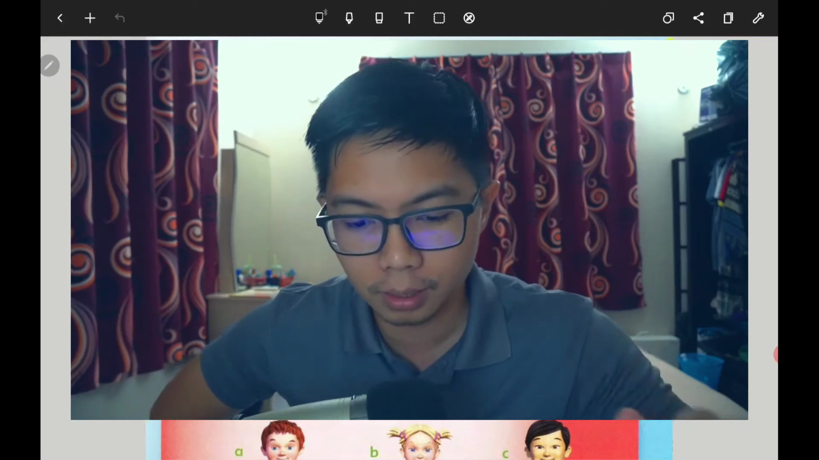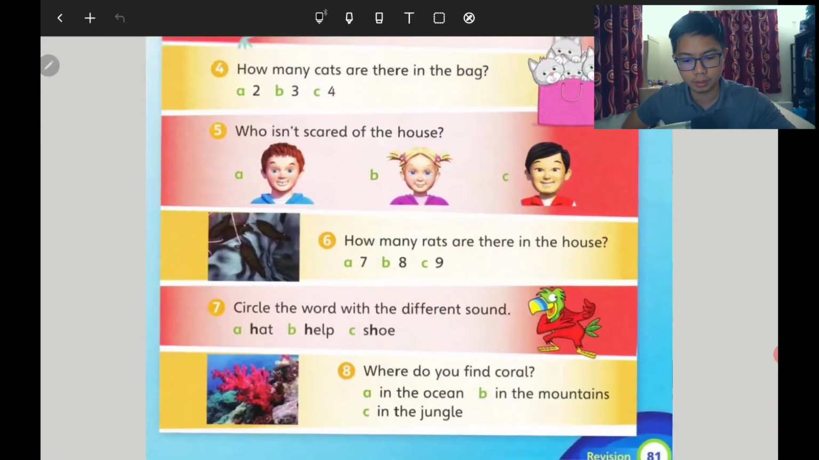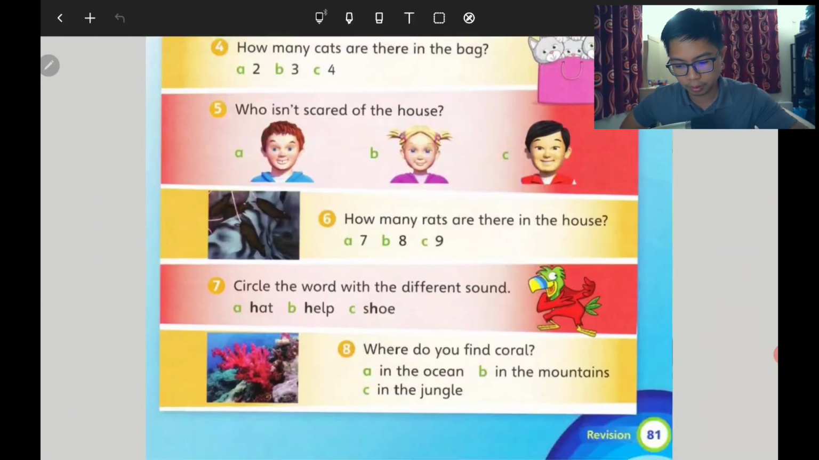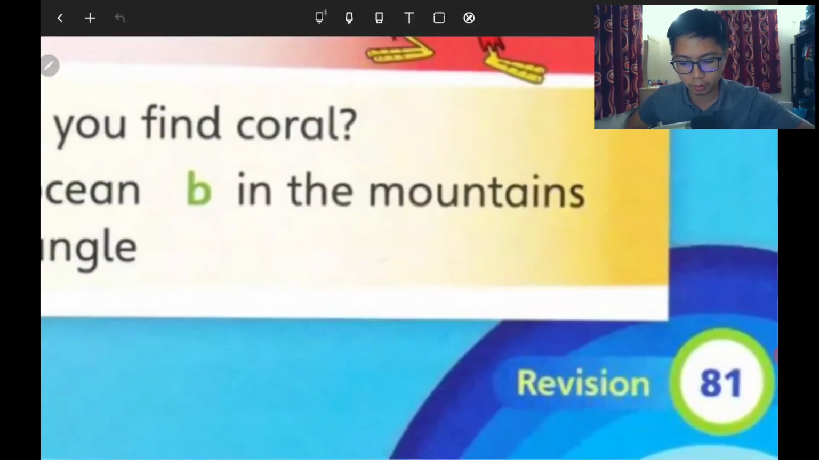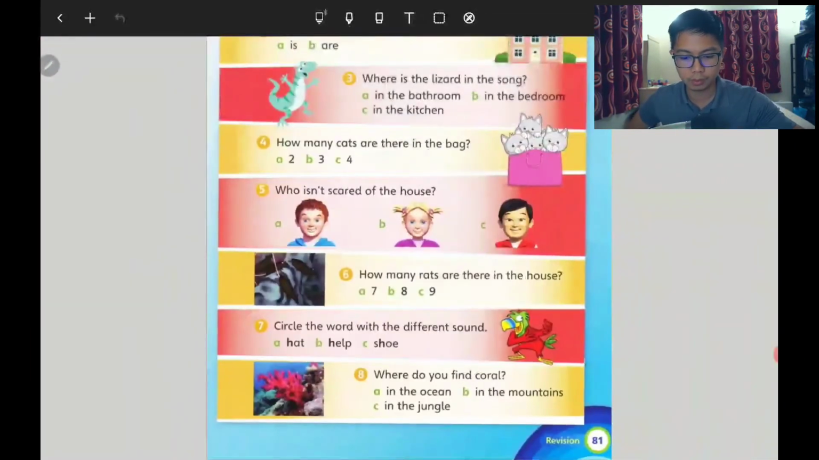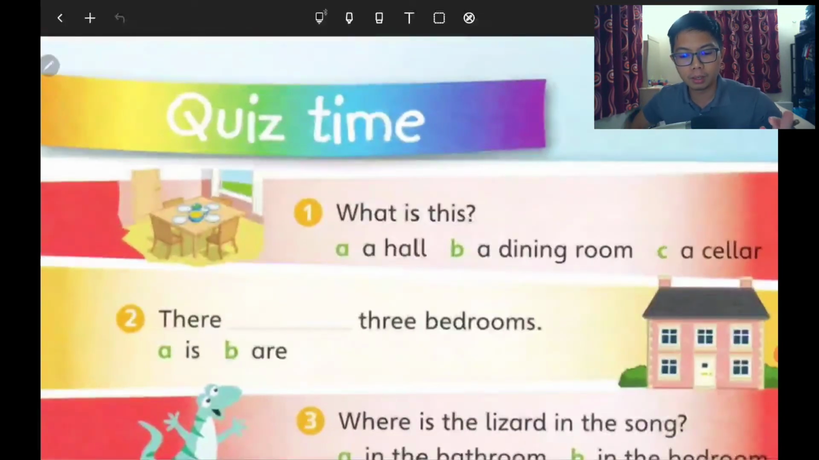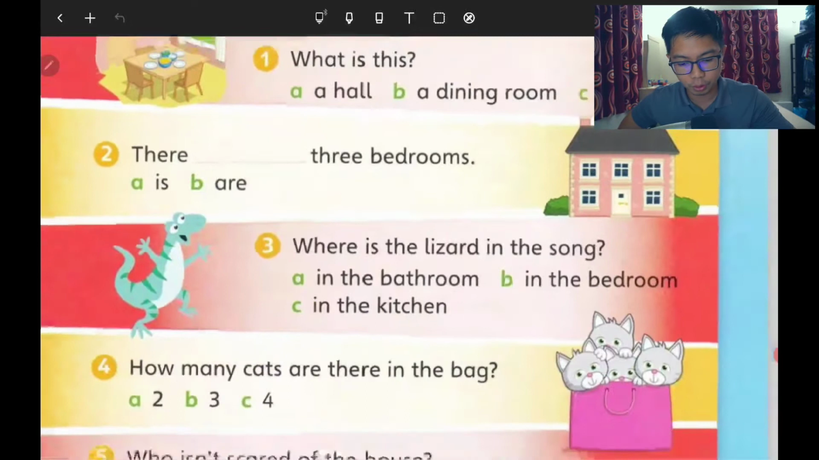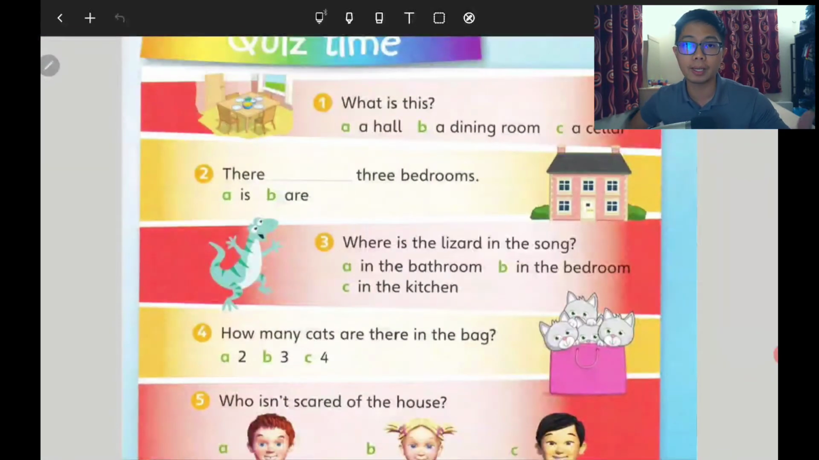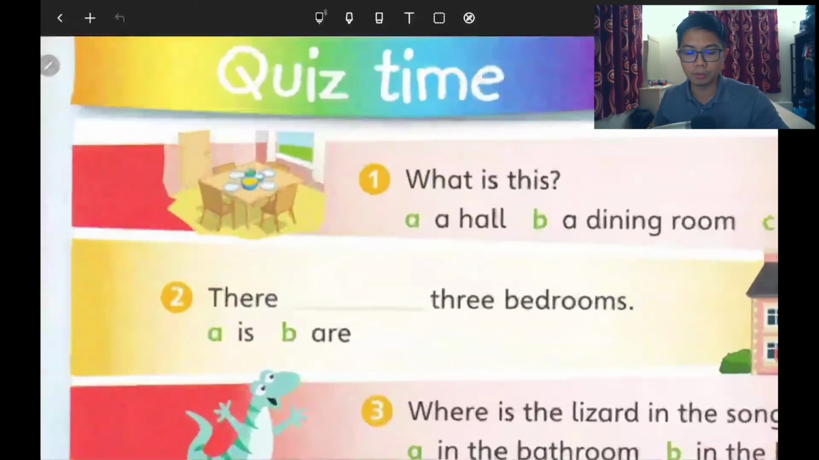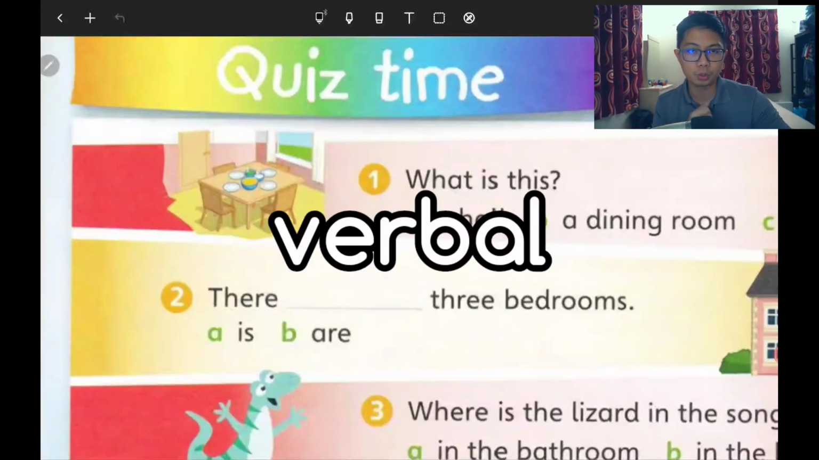So today let's do a quick quiz on page 81, okay? Revision. Since we have learned about this topic, unit 6, the old house. So there will be quiz time which we are going to do right now. I'm sure we have done this on our exercise book. So today we just have our verbal quiz, okay?